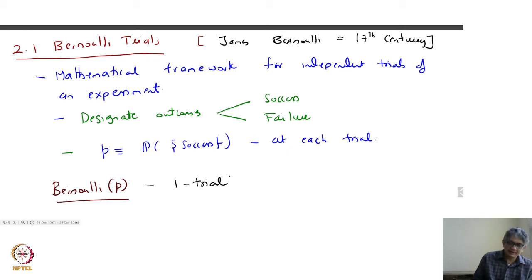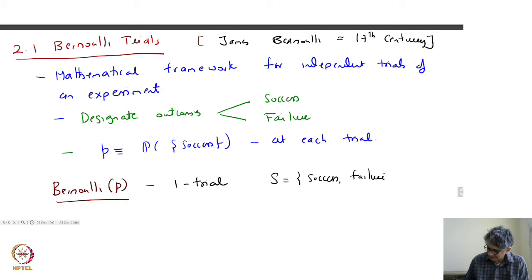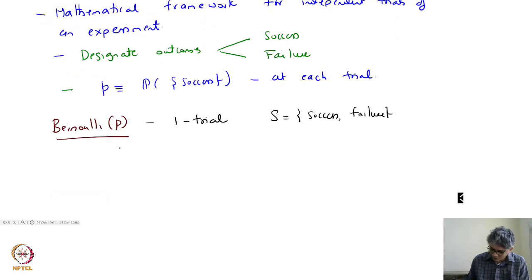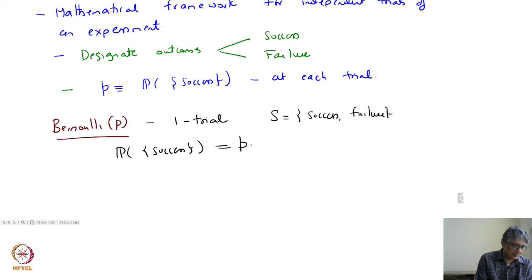Your trial happens. You have a success or a failure. So your sample space S is just success happens or failure happens. And we know that the probability of success is P. So this is clear, right?